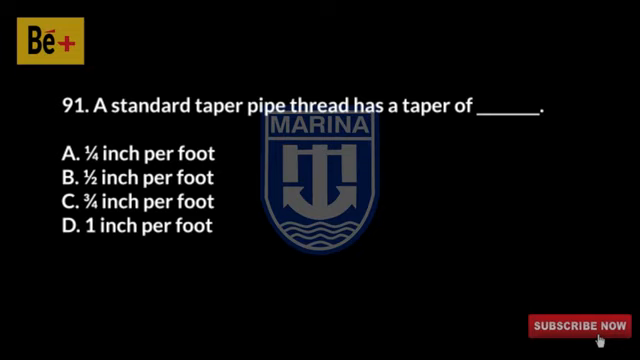A standard taper pipe thread has a taper of A. 1/4 inch per foot. B. 1/2 inch per foot. C. 3/4 inch per foot. D. 1 inch per foot. The answer is C. 3/4 inch per foot.